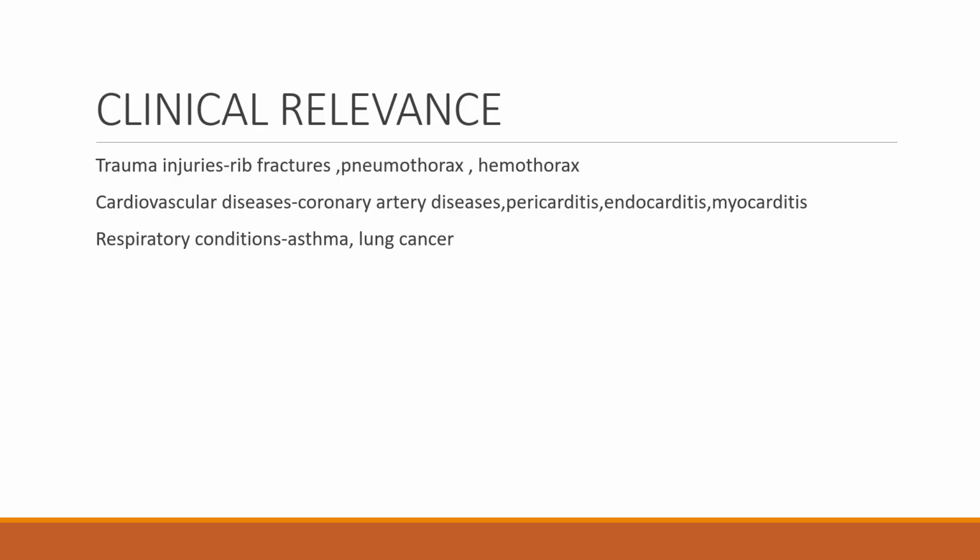Then you have clinical relevance. These are now where we apply this knowledge of anatomy. As you know, in trauma injuries, we can get a rib fracture, and mostly it affects rib 5 to rib 10 because rib 5 to rib 10 are long and they are highly exposed, so they don't have any protection.